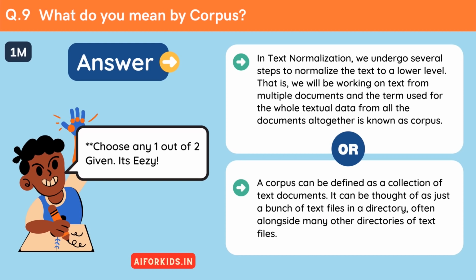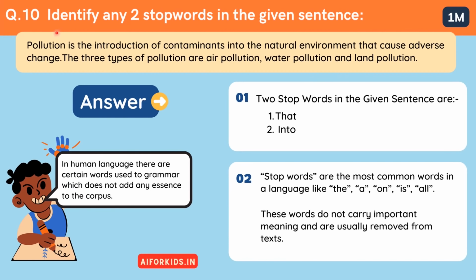Now let's see question number 10. Question number 10 says, identify any 2 stop words in the given sentence. So we have to identify stop words. But what are stop words? Chintu is helping us to understand stop words, and he says that in human language there are certain words used in grammar which do not add any essence to the corpus. For example, is, the, of, into. So they don't have any specific meaning, but they're just adding to the syntax or the grammar of a sentence.